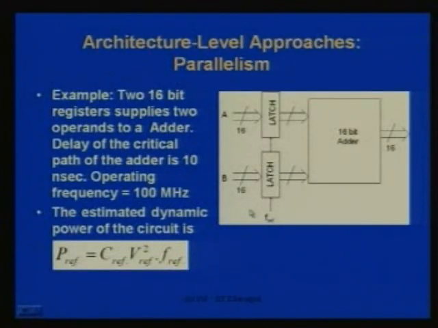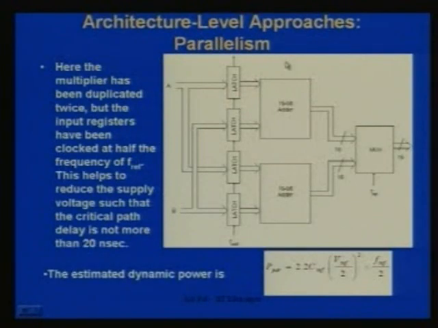So, let us take an example that will make it clear. Here you see, this is our reference circuit. Here is a 16-bit adder. You are applying 2 operands A and B through 2 latches to it, and getting a 16-bit output. And this is the dynamic power dissipation. C reference is the overall capacitance of the circuit, V reference is the supply voltage, and F reference is the operating frequency.